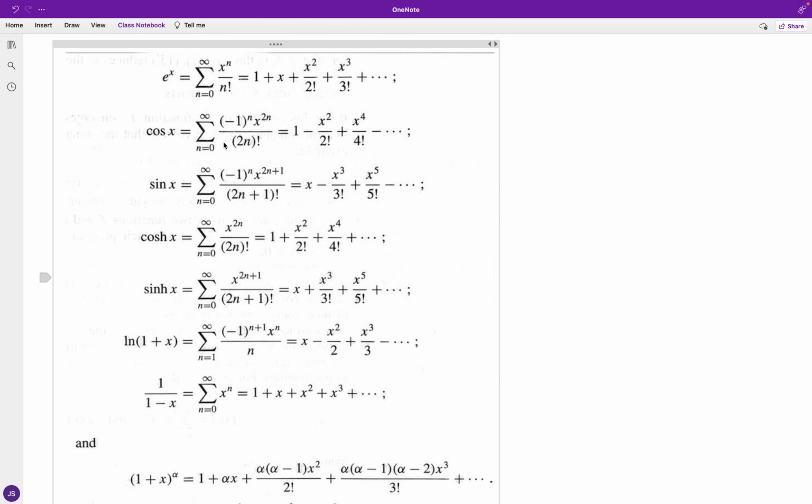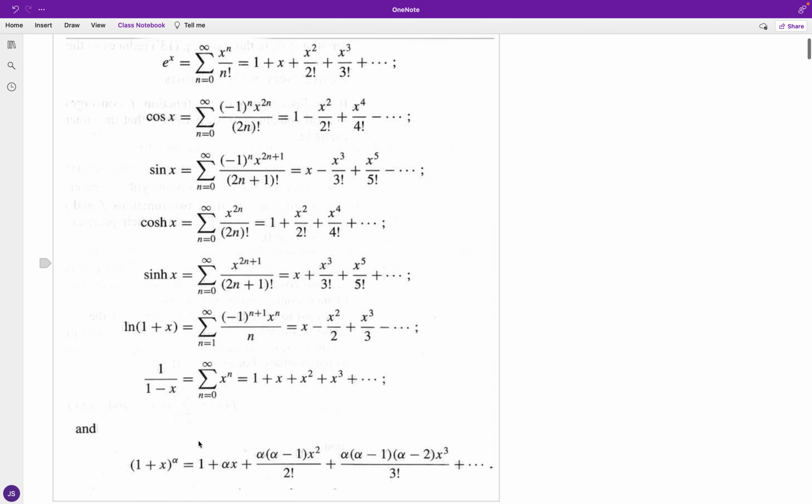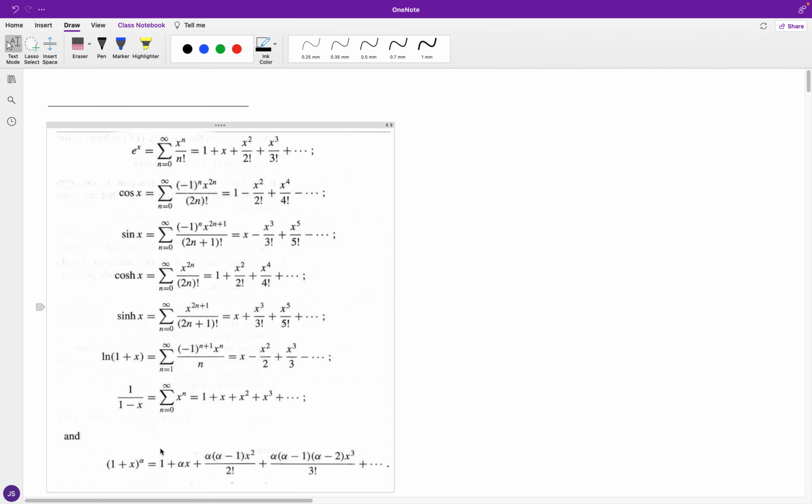And you have also summations for cosine of x, sine of x, as well as the hyperbolic cosine and sine of x. And we also have other functions like the natural logarithm of the quantity 1 plus x and 1 over 1 minus x. And we also have a representation of what we have with the power series.